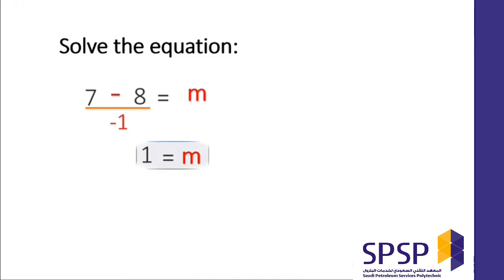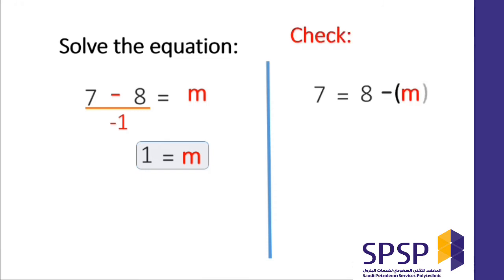How can we check? Of course, we can put our m within brackets, and we replace the value of m, which is 1. 8 minus 1 is 7, which equals the left hand side. So that means this is the correct answer.